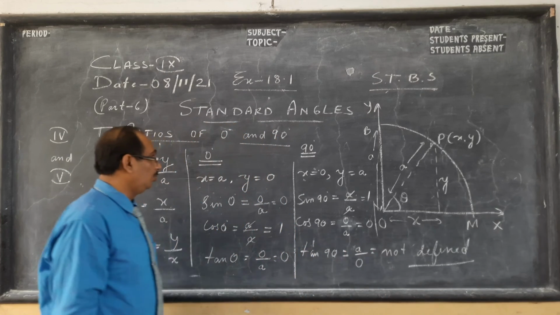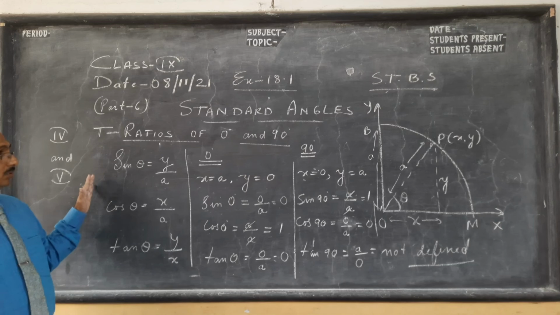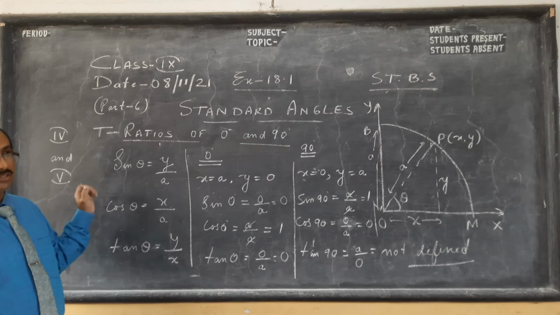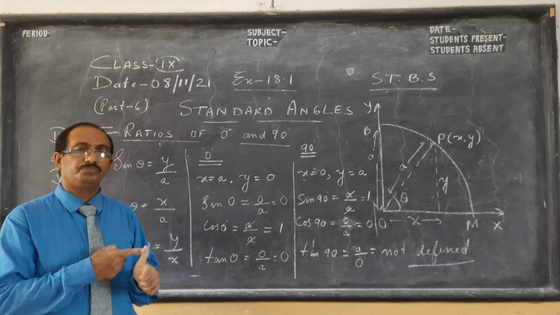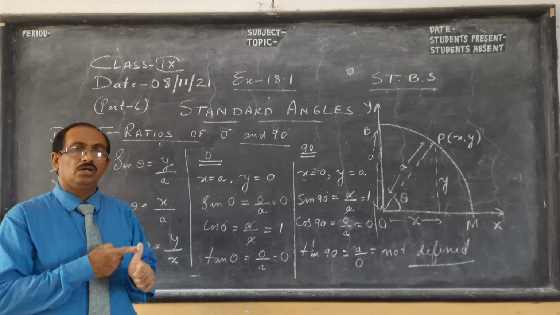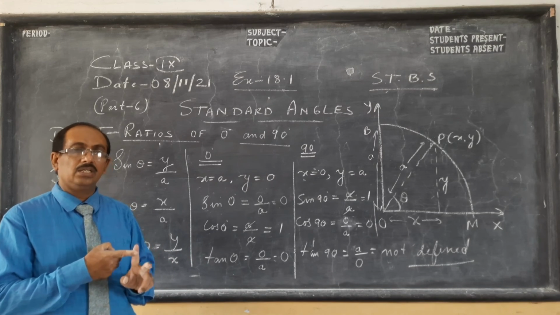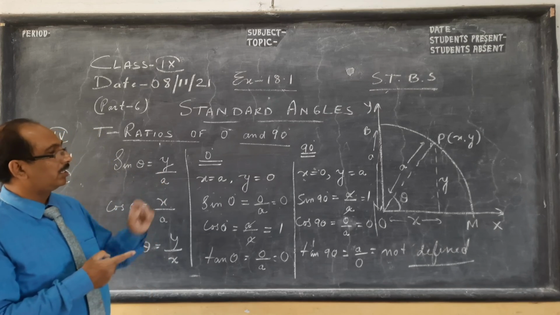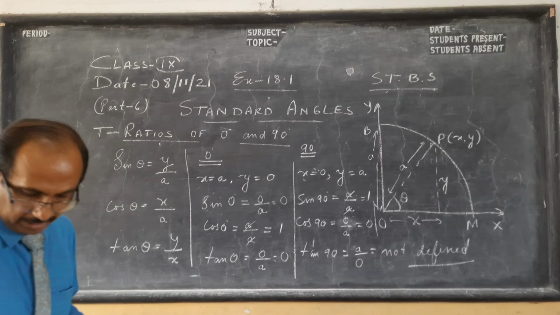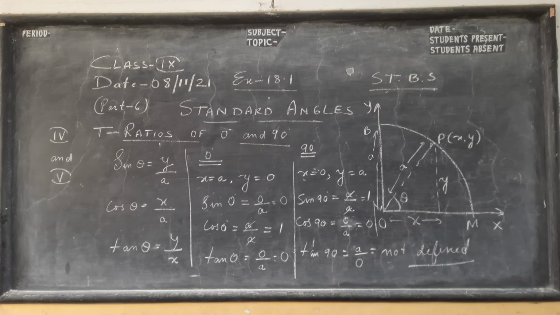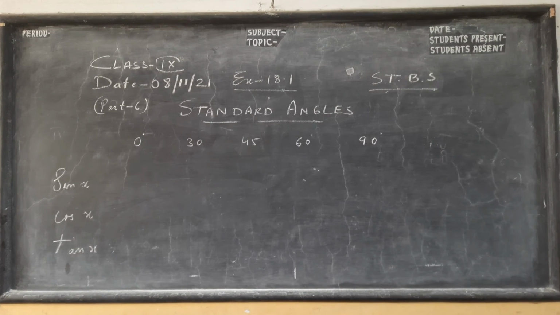So this is how we have found the trigonometric ratio of standard angle 0, 30, 45, 60 and 90. First I started with your 45 degree, then 30, 60, 0 and 90. So finally I will make one table for you and I'll end this video. So finally let us recapitulate the whole thing.